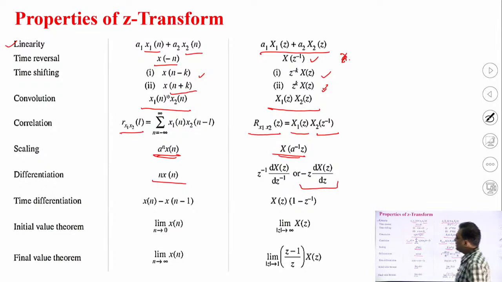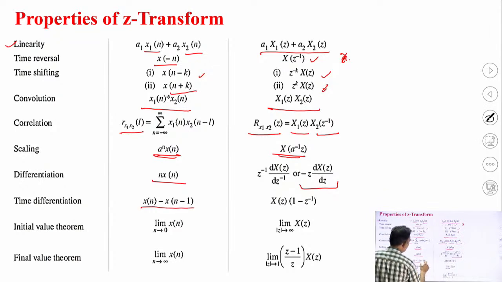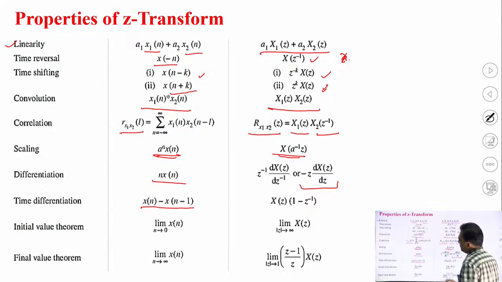Now time differentiation. Time differentiation can be represented by x(n) minus x(n minus 1), meaning first difference, and we will simply take the z transform. So the z transform of x(n) is X(z), and x(n minus 1), according to the time shifting property, will be z to the power minus 1 X(z). So you will get (1 minus z to the power minus 1) X(z).